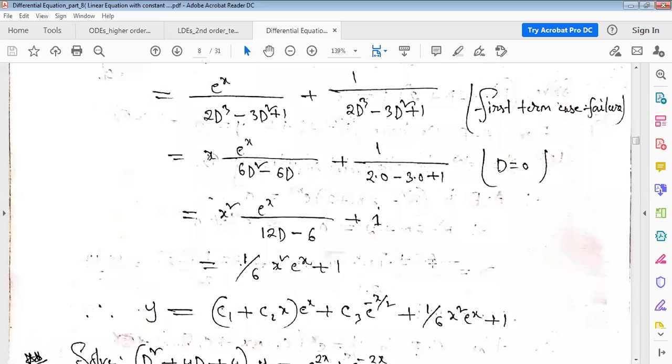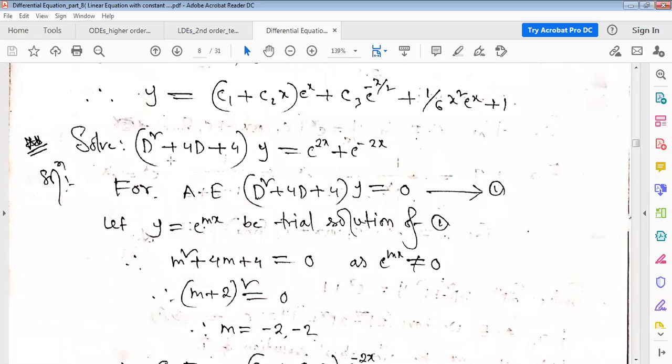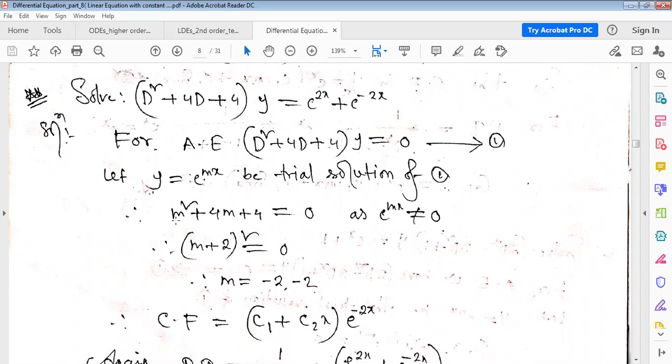Understand everybody? Yes, sir. Now this example also looks like the previous example. For the auxiliary equation, the left-hand side will be 0. So taking y equals e to the power mx as a trial solution, we get m square plus 4m plus 4 equals 0 as the auxiliary equation. After solving for m, we get two repeated roots.